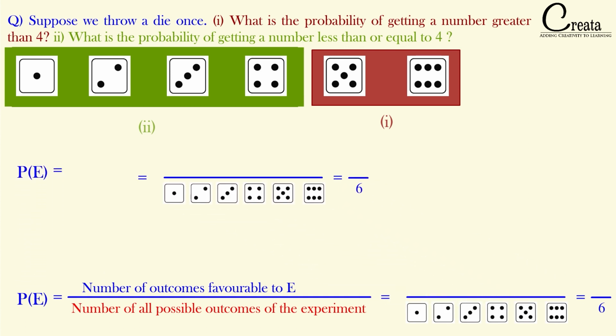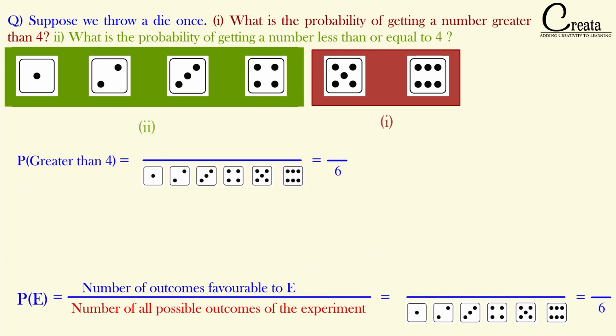Firstly, take the first part. In the first part, we have to calculate the probability of getting 5 and 6. So in the numerator, our favorable outcomes are 5 and 6. That is 2. For 5 and 6, we have 2 outcomes. So we got 2 in the numerator and 6 in the denominator. We got our answer for the first part as 2 by 6, that is 1 by 3.